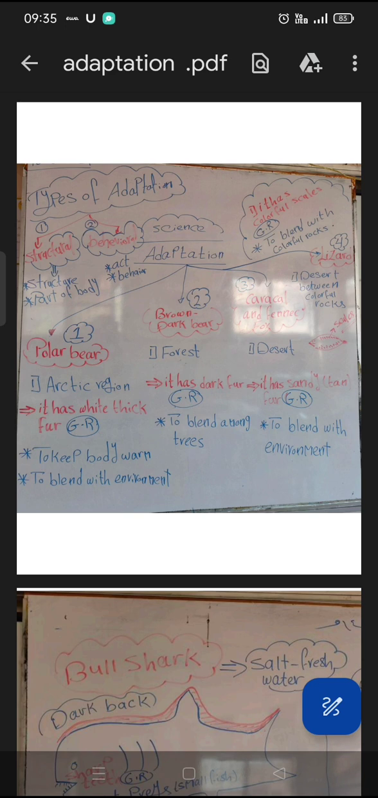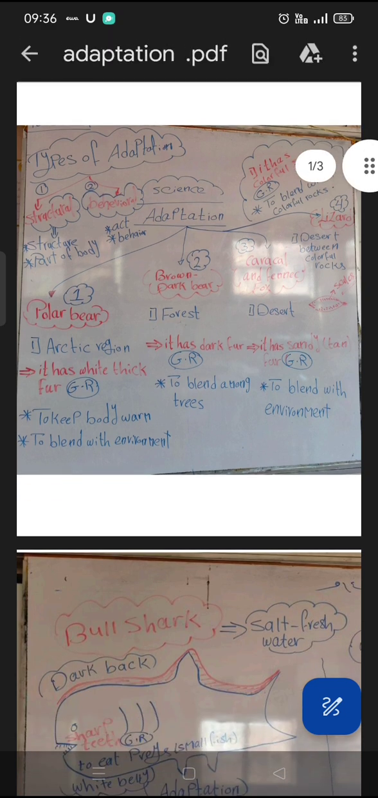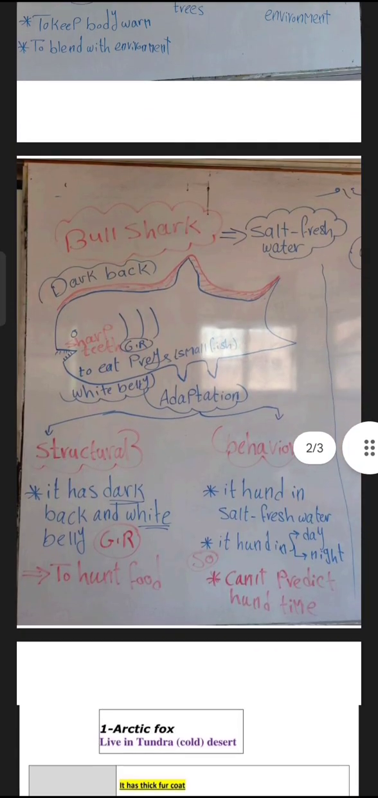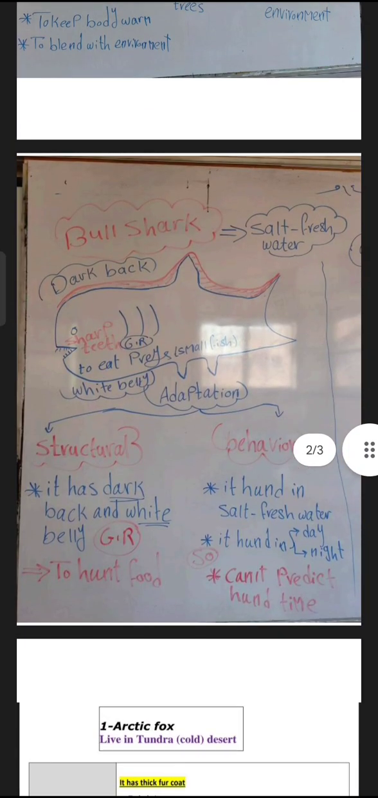Okay, we talked about the polar bear, the brown and dark bear, the fennec fox, and the lizard. For each animal, we talked about habitat and adaptation. The next animal we have is the bull shark. The bull shark lives in salt and fresh water. Okay, in this animal we will talk about the structure and the behavior.